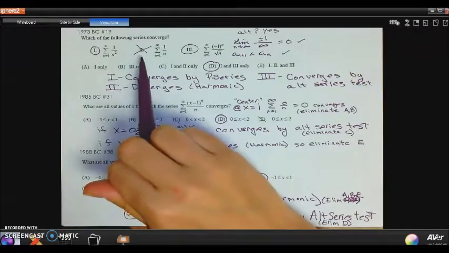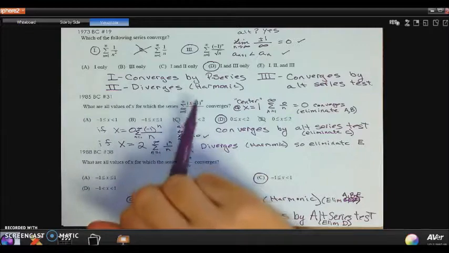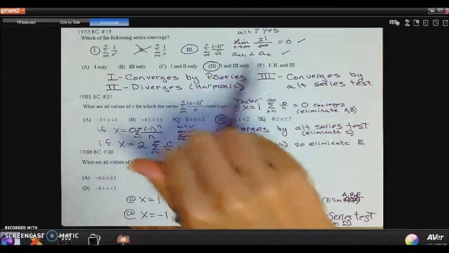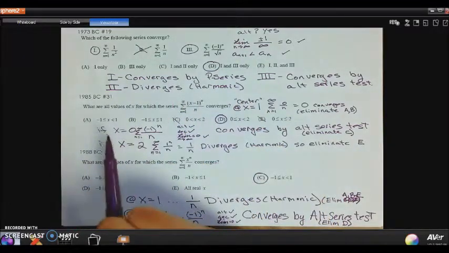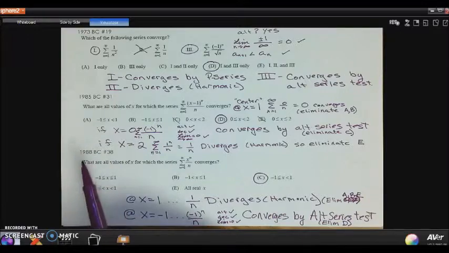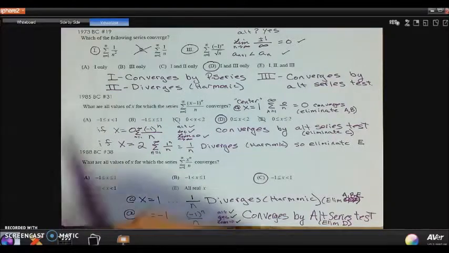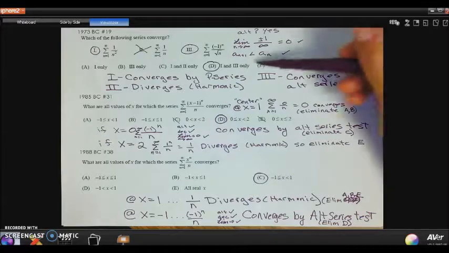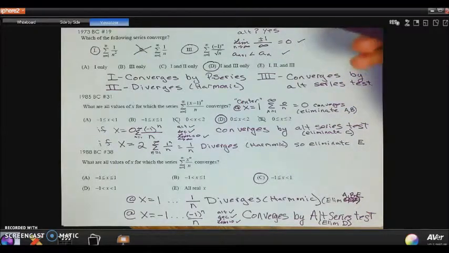So as soon as I saw that, I'd eliminate anything with a 2, okay? So I can get rid of choice E, get rid of choice C. And again, remember, your AP test only has A, B, C, D answer choices. Because this one was from the 70s, they had 5, but you guys only have 4. So hopefully you can eliminate 2 and have a 50-50 shot.